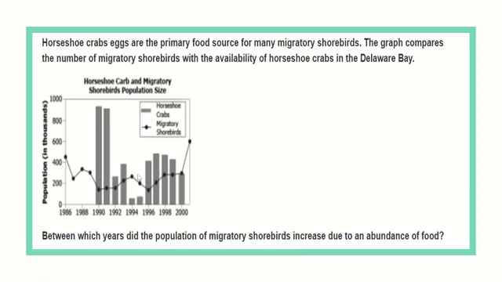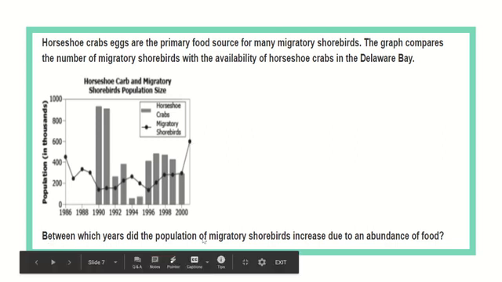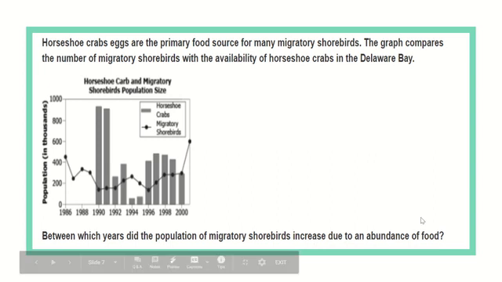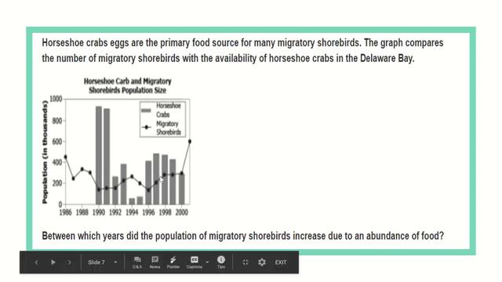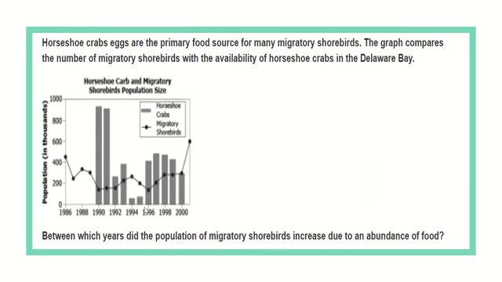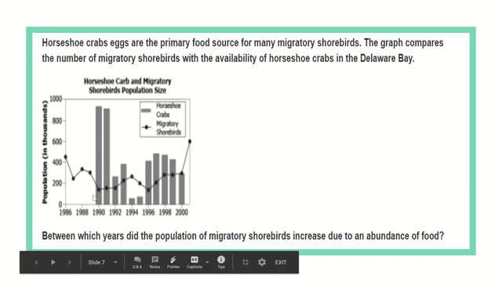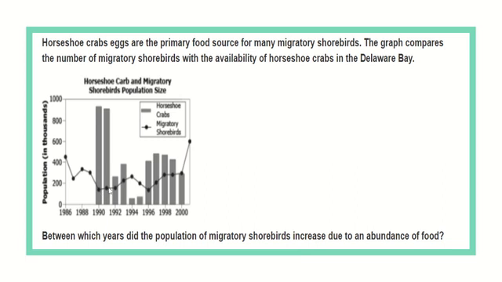This is the birds. Okay, so what we're looking for, between which years did the population of migratory shorebirds increase due to an abundance in food? So as we're looking here, we need to see where the food increased and population increased. So if we're looking here, this is a decrease, but the food increased. Slight increase, but the food increased. Slight again, a little bit of an increase here.